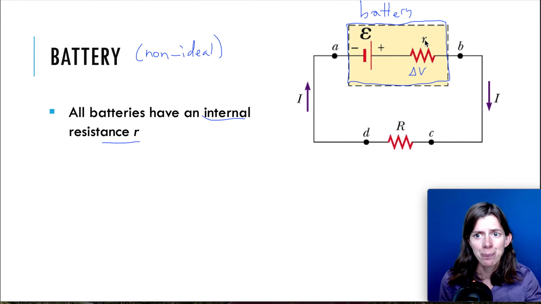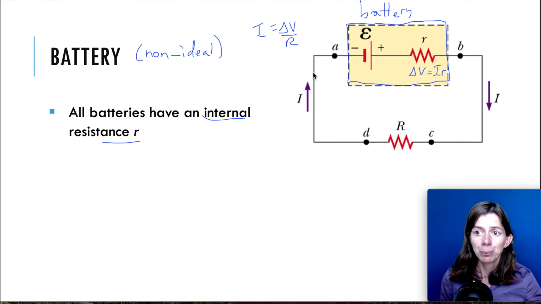across the resistor. Using Ohm's law, we know that I is delta V over R, so delta V is I times R. In this case, the potential difference across the internal resistor is I times little r, because the resistance is little r.